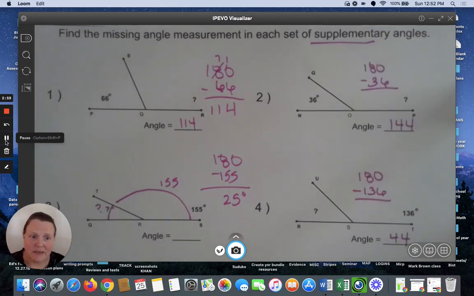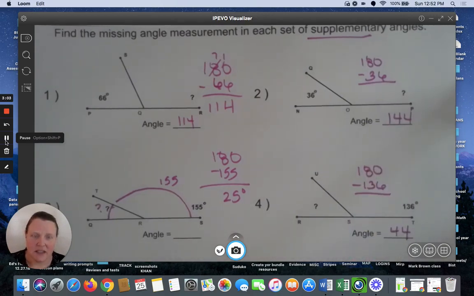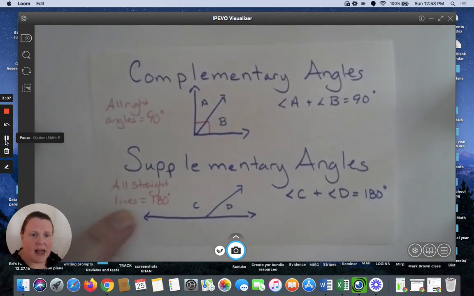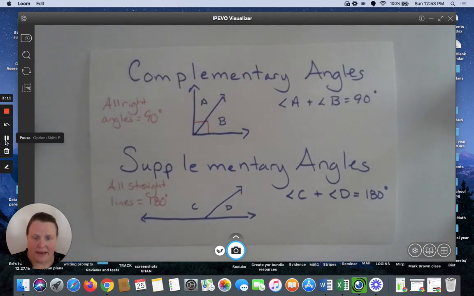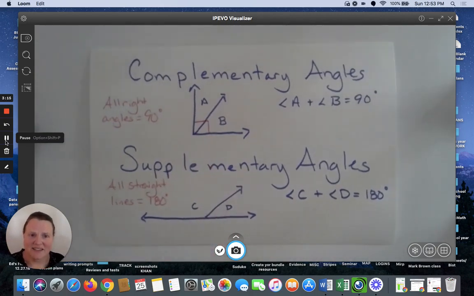So did you get them right? One of them was 144 degrees and the other one was 44 degrees. Okay, so just a reminder as you're wrapping up, these are the notes that you should have, and the expectation is that you will know these and that you will not need to be reminded of them. So again, right angles are 90, straight lines are 180. Great job.